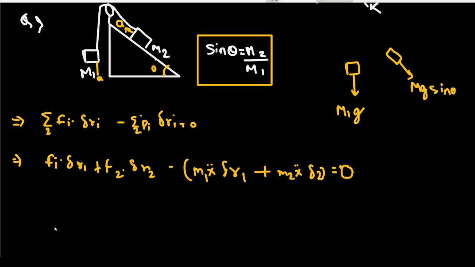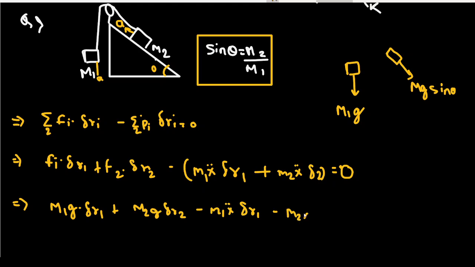Okay, now how can I expand this? So F1, sorry, this is F1 here. I can write the force as m1 g del r1 plus m2 g del r2, minus m1 x double dot del r1, and again minus m2 x double dot del r2 is equal to 0.